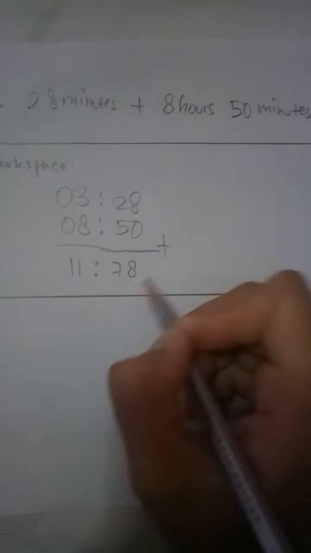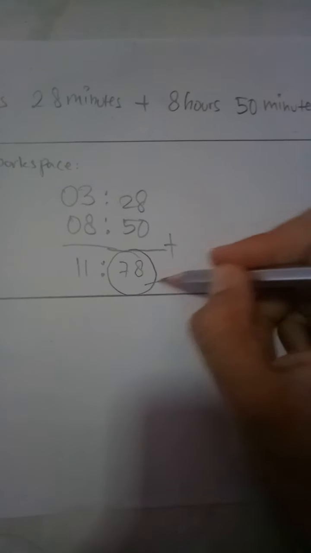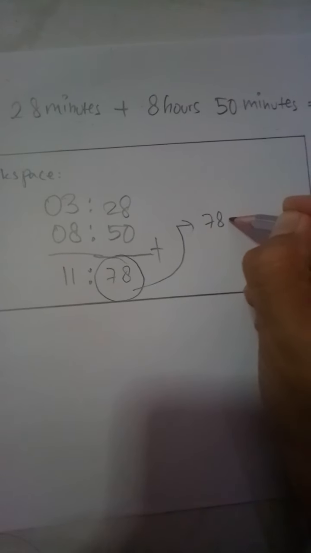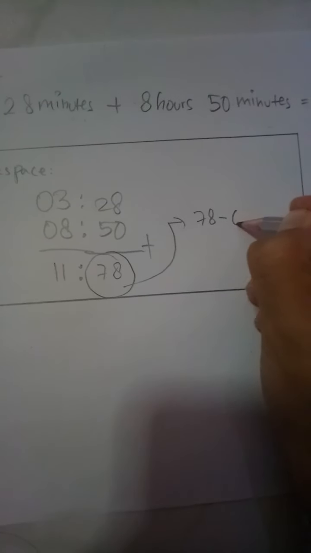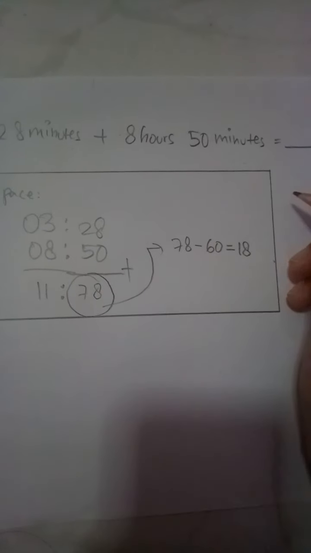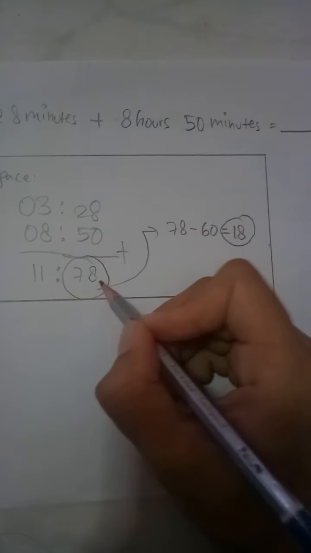Okay, if you get more than 60, you have to do minus. Do minus. Minus. Become 18. Okay, this is the left of the minutes. Later you put it in the minute place.